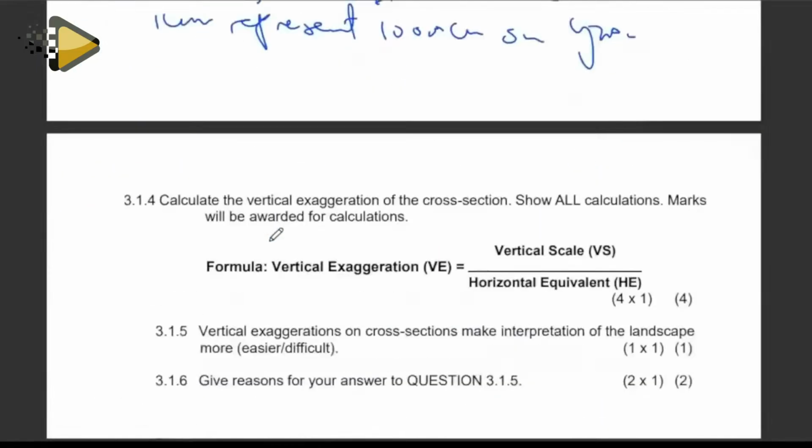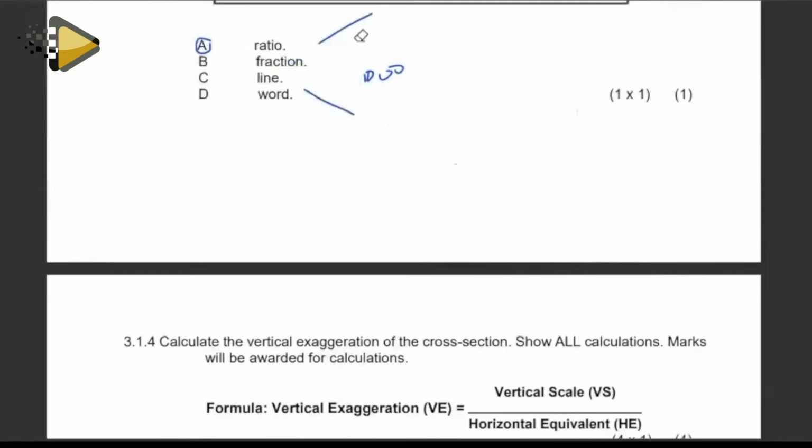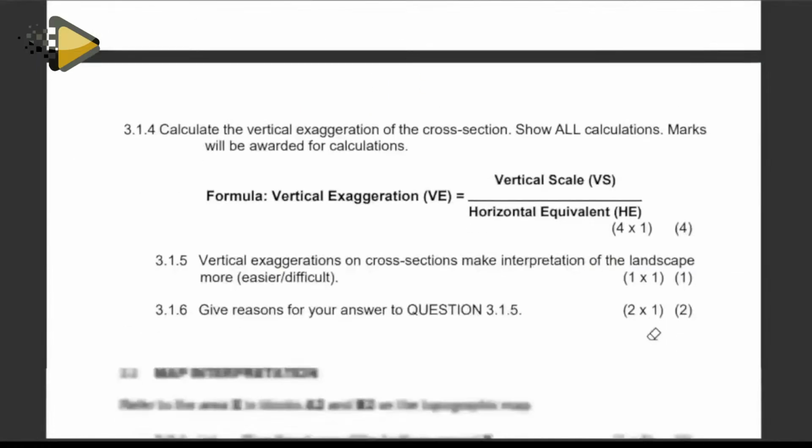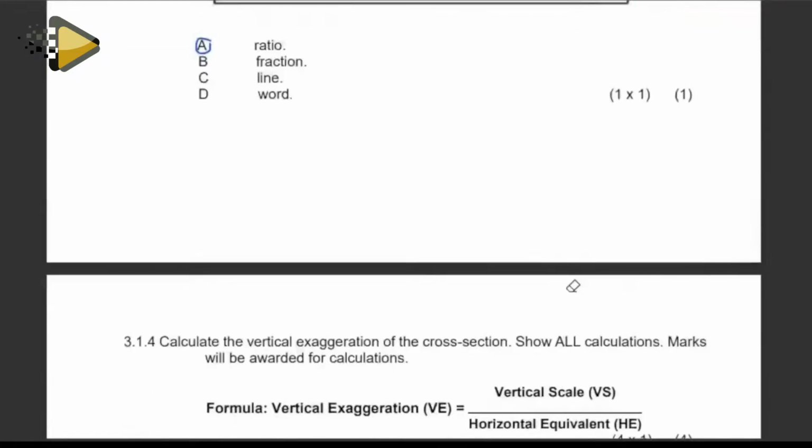So coming to our formula, the formula for calculating our vertical exaggeration, VE, is vertical scale over horizontal scale. If we use the two scales, our vertical scale is 1:1000, divided by the horizontal scale, which is 1:10,000. If we use fraction scales, it means it's 1/1000 divided by 1/10,000.